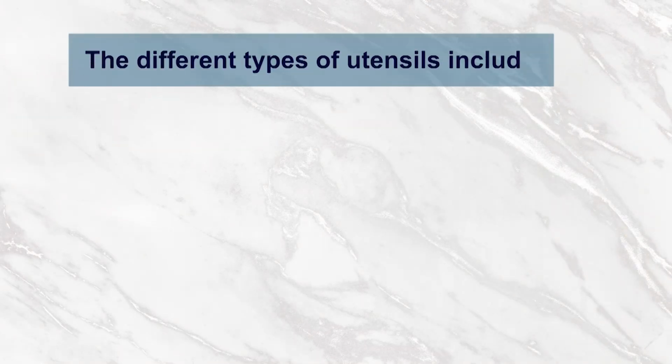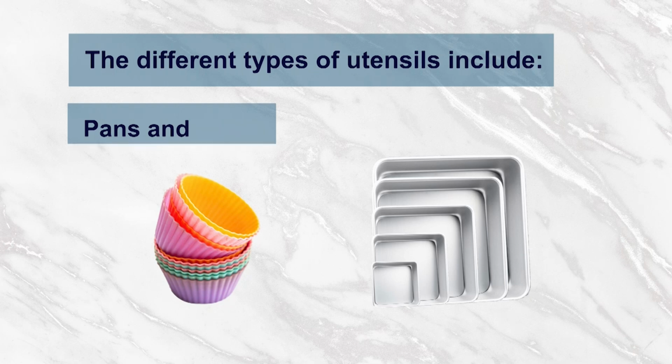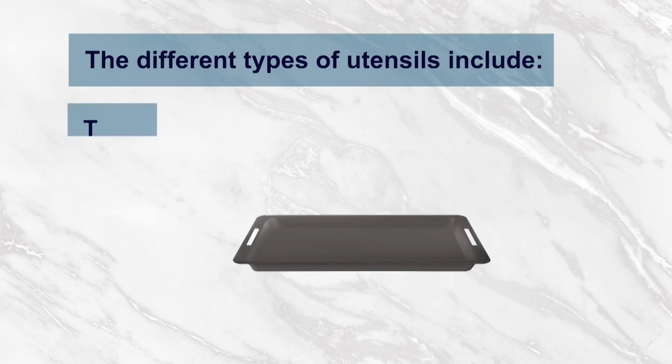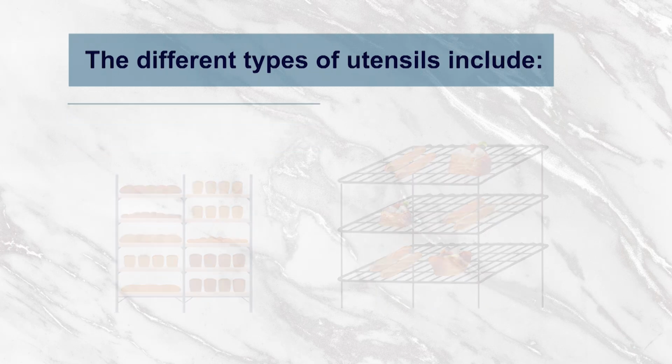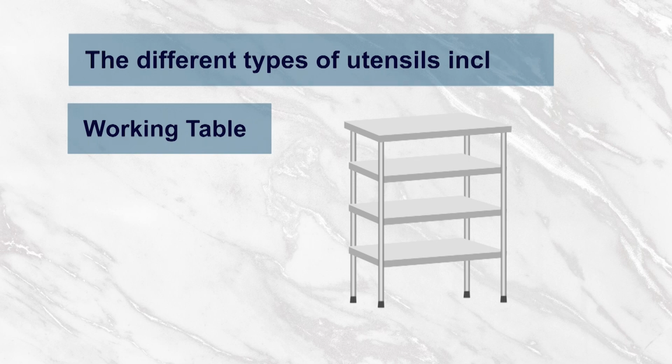Students, have you ever thought about the different shapes of the cookies, bread and cakes you have eaten? With different shapes of the utensils, different textures and shapes of the bakery products are baked. Let us now see the different types of utensils used in the baking process. The different types of utensils include pans and molds, trays, wire cooling racks, and working tables.